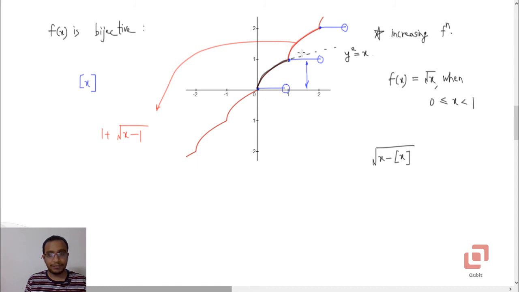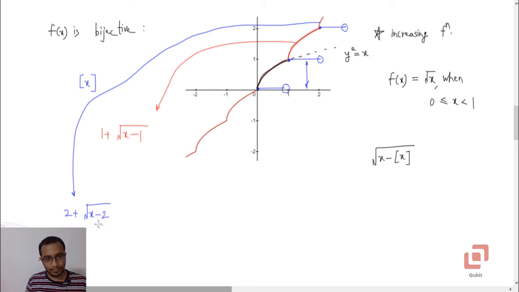If you were to talk about this portion between 2 and 3, then what would its equation be? The equation would be 2 plus root of x minus 2. Basically we are only going to consider the fractional part, and that is why we are subtracting the integral part. So what does this tell you? This is telling you that the function is bijective. It is 1 1, and it is also onto, because if you project the entire graph on the y-axis, the whole y-axis is going to get covered, so it is bijective.